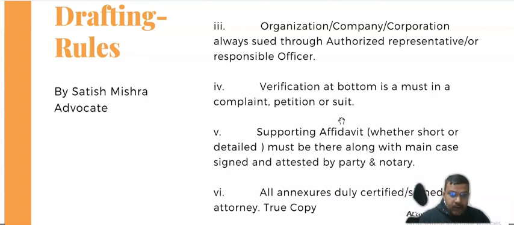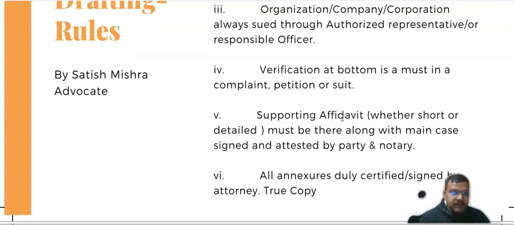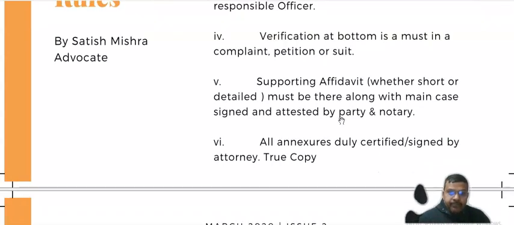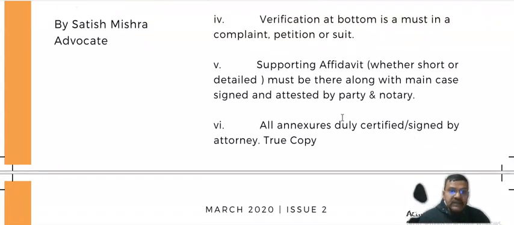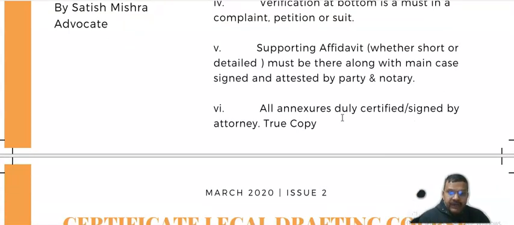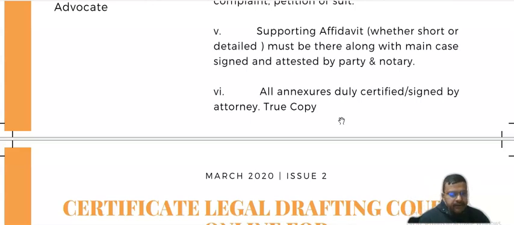It is an offense and you can be punished for it. So I always say the affidavit should be done by the parties. No lawyers or munshi should do it. That's my take on it. Now, all annexures duly certified, signed by attorney. That's a practice procedure that we follow. All tribunals and High Courts follow it. So just put up your signatures, write true copy, certified, signed, and put up your mark. That's it.